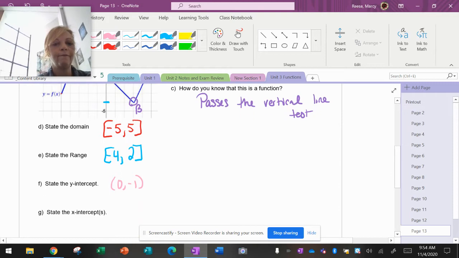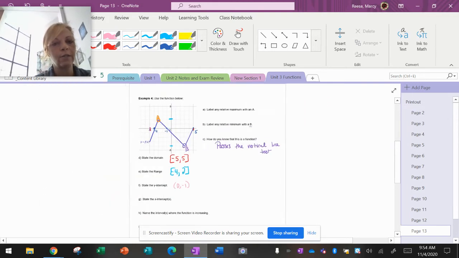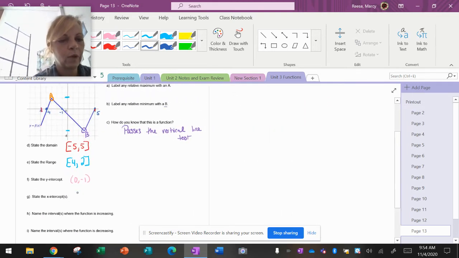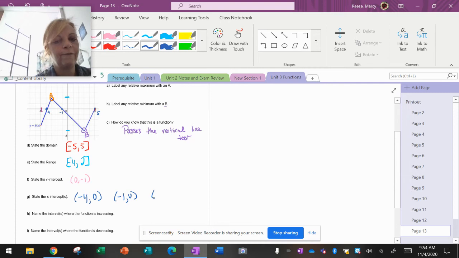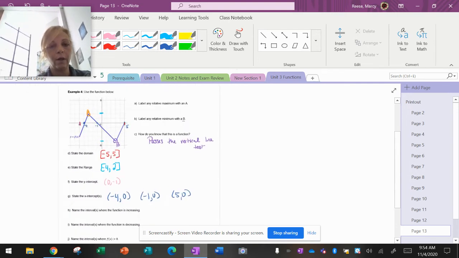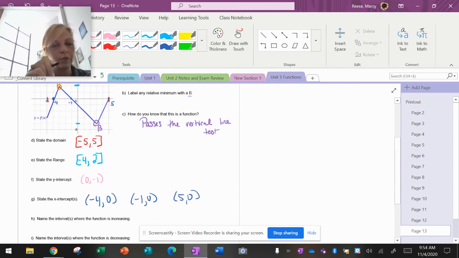So I've got 3 x-intercepts. I've got (-4, 0), (-1, 0), and (5, 0). Do not, I repeat, do not put U's in between there. Those are not chunks or segments. They're not intervals. You don't put a U in between. Those are just coordinate points. So it's a coordinate point, then another coordinate point, then another one.